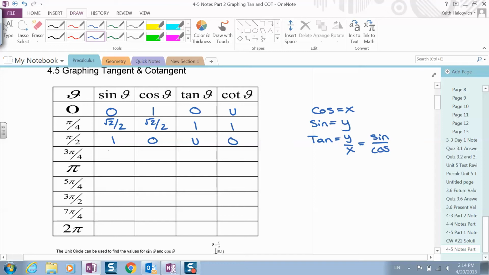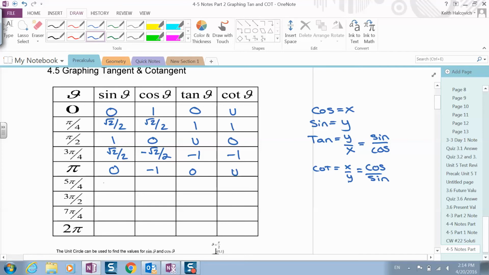At 3 pi over 4, the sine is root 2 over 2. The cosine is negative root 2 over 2 because it's in the second quadrant. The tangent would be negative 1, and the cotangent would also be negative 1. At pi, the sine is 0, the cosine is negative 1, the tangent is 0, and the cotangent is undefined. Because remember, cotangent is x over y, or cosine over sine.